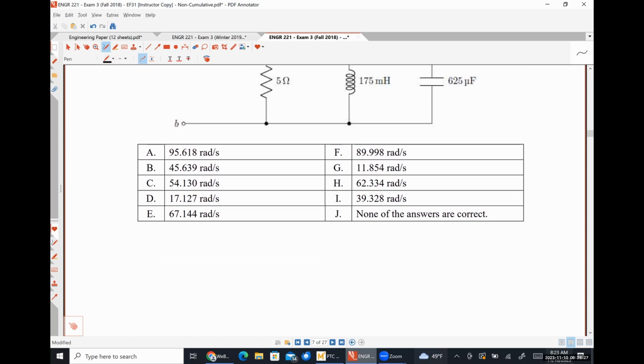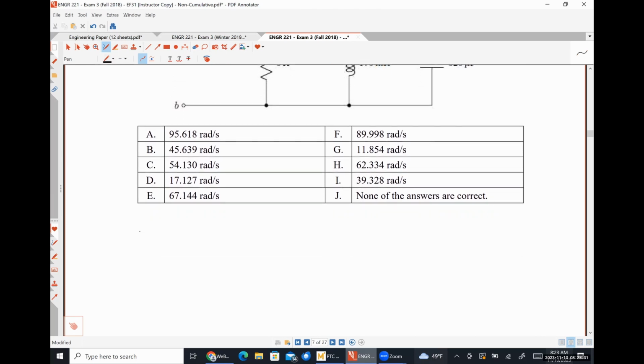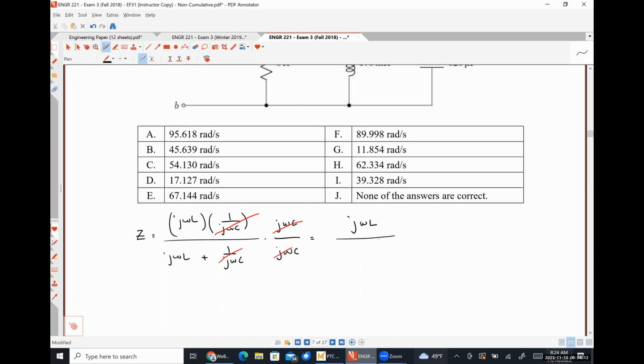So what is the impedance of an inductor in parallel with a capacitor? So Z would be J omega L times 1 over J omega C divided by J omega L plus 1 over J omega C. And I'm going to multiply by J omega C over J omega C to get rid of the fractions inside of my fractions, right? So this guy is going to cancel this guy. This guy is going to cancel this guy. And what I'm left with is J omega L divided by J squared times omega squared LC.